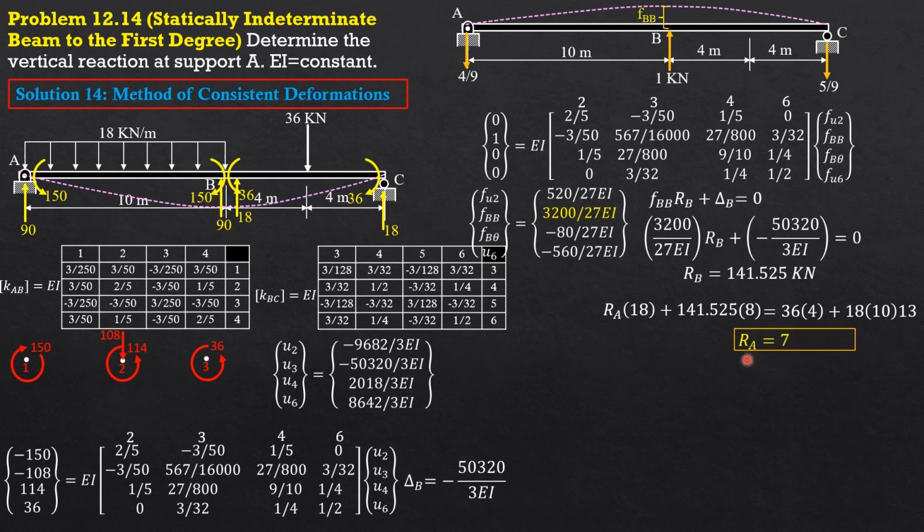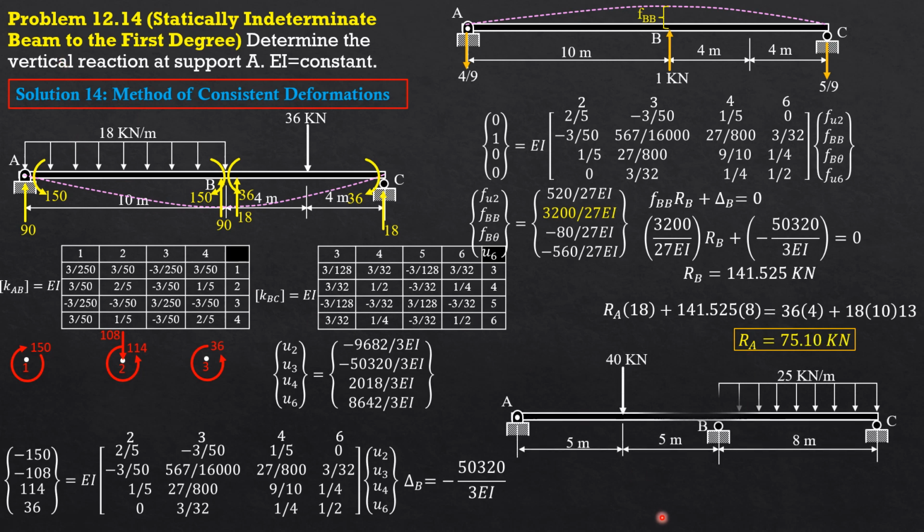And for your part, I want you to solve this problem in the same manner here and show that RA is 125 over 18 kilonewtons or 6.944 kilonewtons.